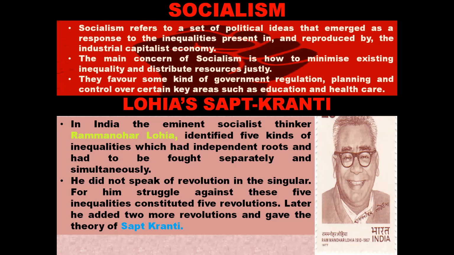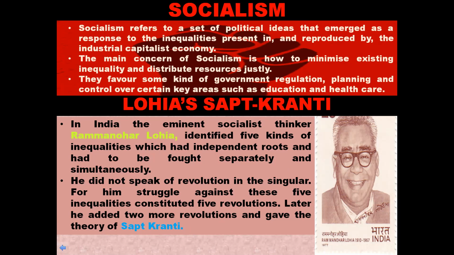ठीक है? But he said that these inequalities have to be fought independently. आप सबको एक साथ नहीं लड़ सकते सबके खिलाफ. Revolution जो करना है वो इनके साथ अलग-अलग revolution करना पड़ेगा. ठीक है? So he says which had independent roots and had to be fought separately and simultaneously. एक साथ लेकिन अलग-अलग. For him, struggle against these 5 inequalities constituted 5 revolutions, right? और फिर बाद में इन 5 revolutions में he added 2 more revolutions और इस theory को इन्होंने नाम दिया सप्त क्रांति.